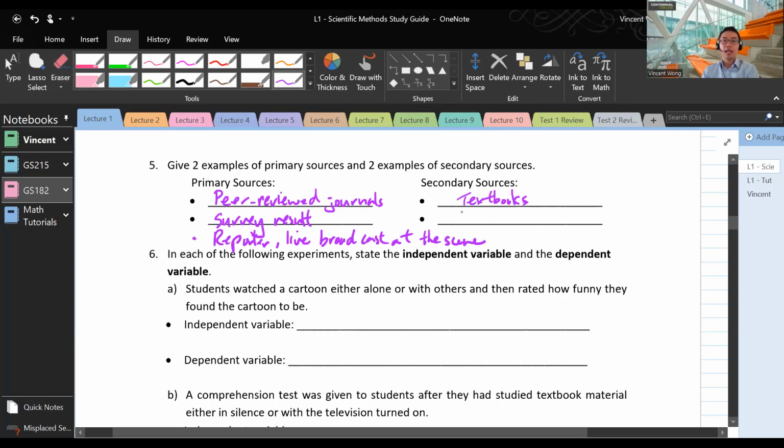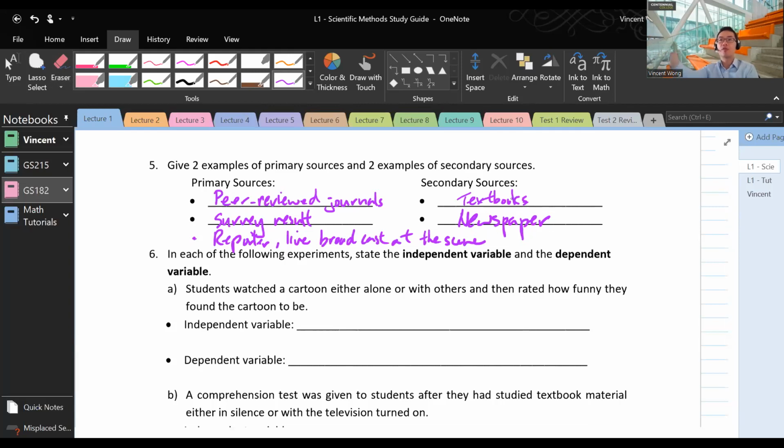Okay, newspaper. It's not always a primary source either. If I am quoting someone, if I interviewed a person and now I'm just writing an article about it, then that becomes a secondary source.